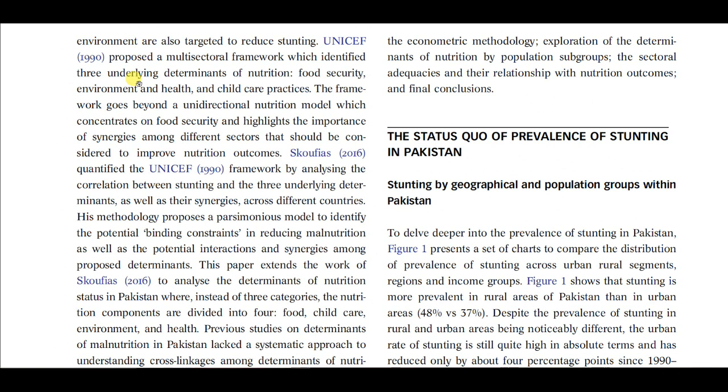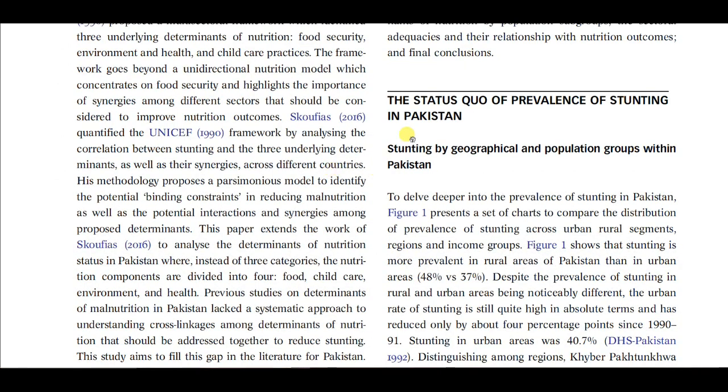Synergy means that the sum is more than its parts. So when you give somebody food and health together, the outcome would be much better than just adding the food component and the health component. Synergy means that the benefits are more than the sum of the parts. Skofias quantified the UNICEF 1990 framework through a regression framework, which is what I have used in this analysis, and he studied the correlation between stunting and three underlying determinants as well as their synergies in his paper. This is the motivation for doing this paper.